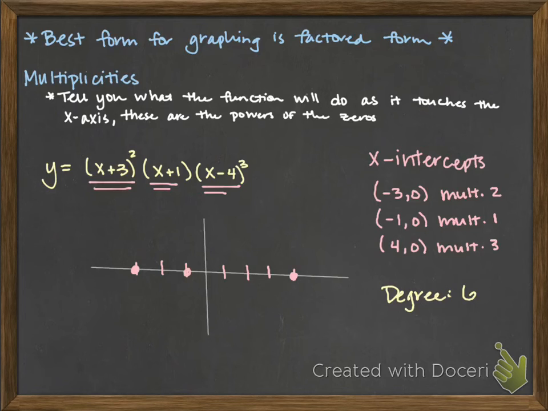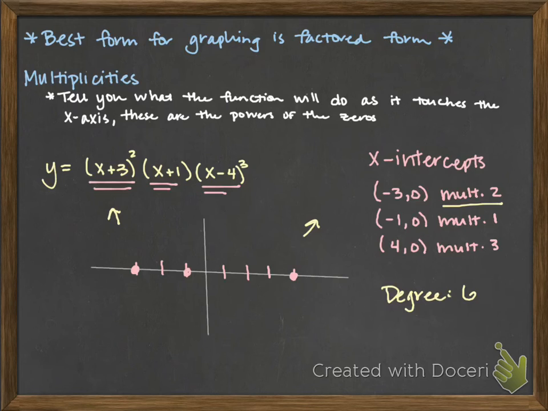An even degree means that it's going to start and end in the same direction. And because my polynomial is positive, I know that my graph is going to start up and end up. From there, I can figure out how to go through my points. So at -3, I have a multiplicity of 2. This is going to tell me that my function is going to bounce off of that point.